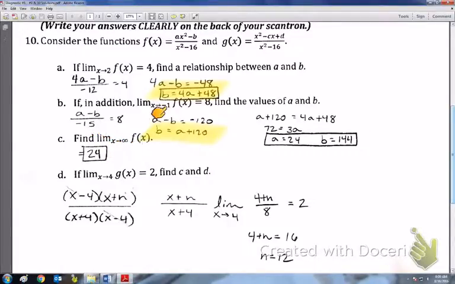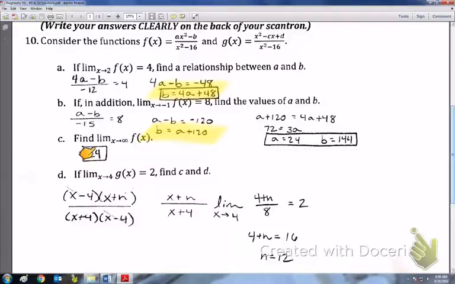So looking back up at f of x, what's the degree of the numerator? 2. What's the degree of the denominator? 2. So we're looking at the ratio of the leading coefficients. So what's the coefficient of the numerator? A. And what's the coefficient of the denominator? 1. And now we know what A is. A is 24. So it's just 24 divided by 1, which is 24.